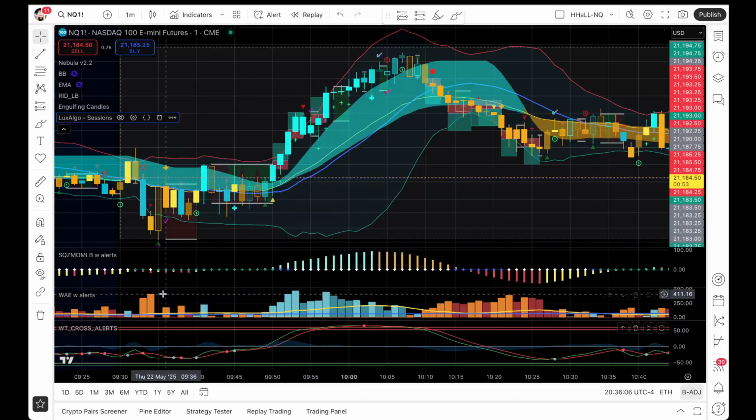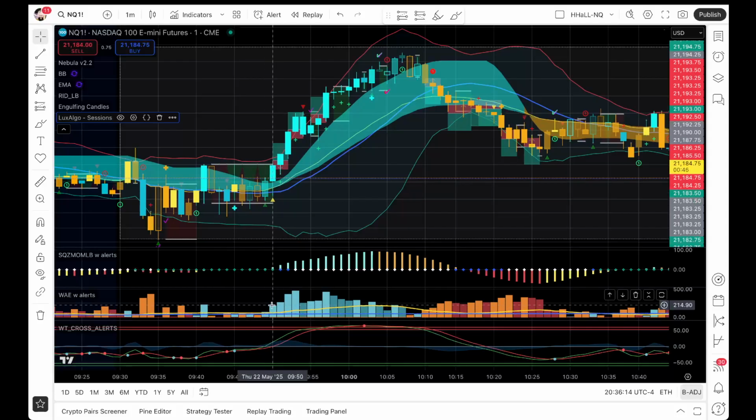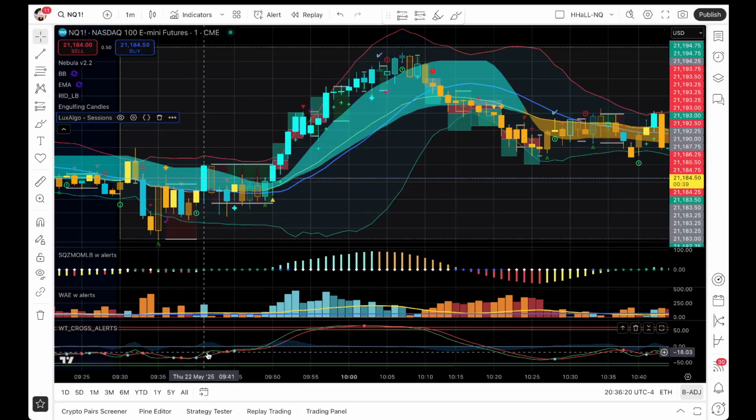So I like the Waddah Attar Explosion oscillator here, and you can see the buy volume starts breaking out above the dead zone line here. So this is when I start paying attention. We get a preview even earlier than that with the WaveTrend cross oscillator down here. It was pretty flat and then it started moving up. So this gives us a preview that something might be happening.